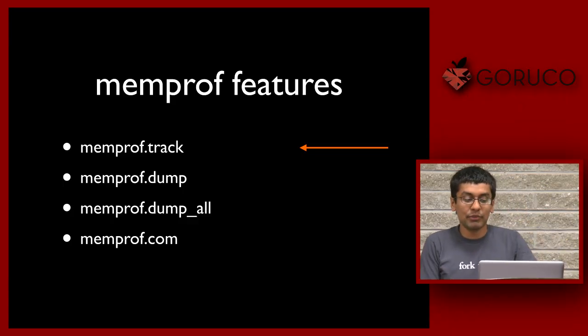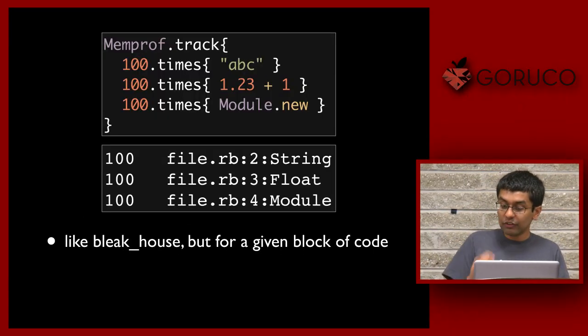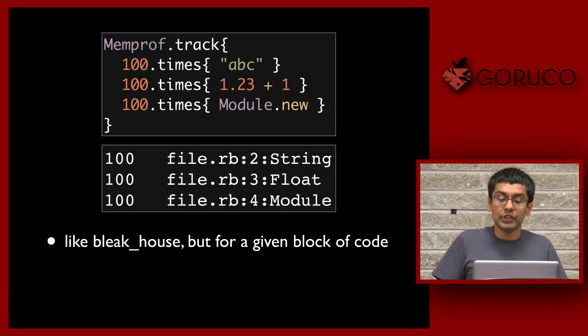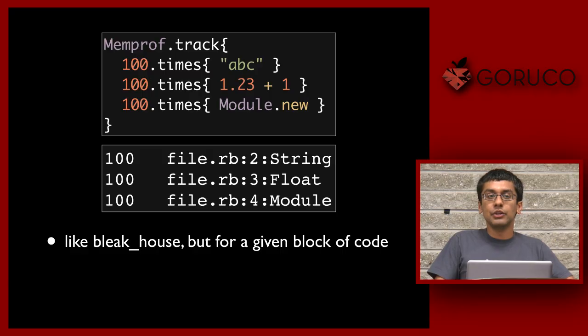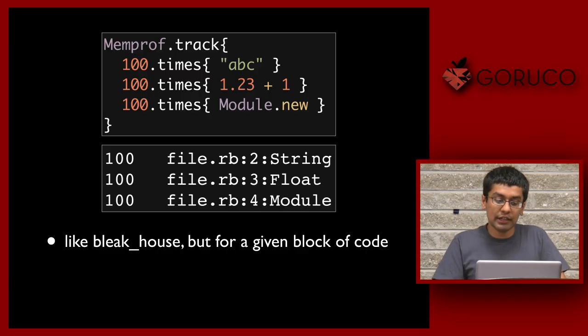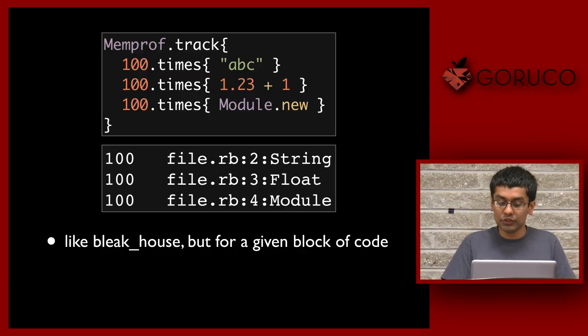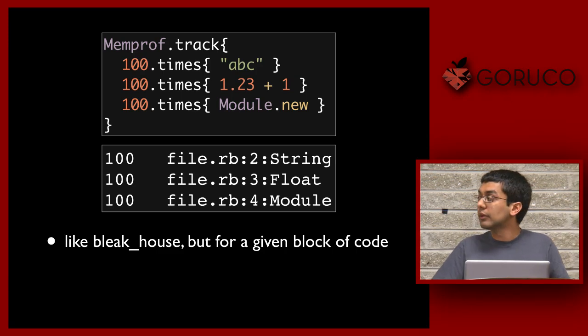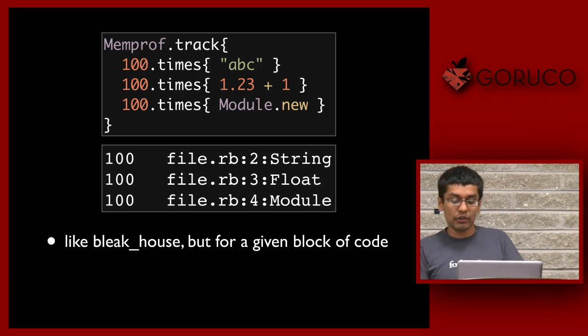The first is memprof.track. This is very similar to Bleak House, but it only reports for a given block of code, which is pretty useful. One of the problems with Bleak House is that you get information about every single object, so the technique you end up using is to run it several times and then subtract dumps from each other to figure out what changed. Memprof.track just takes a block, and for that block, it'll report in the exact same format that Bleak House does. Here you can see I'm creating 100 strings, 100 floats, and 100 modules, and it tells me the file, line, and type that was created, along with the number, which is 100 in all these cases.